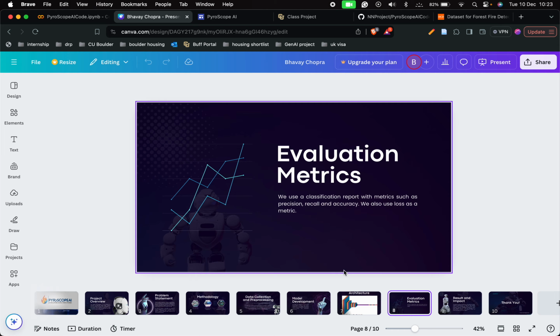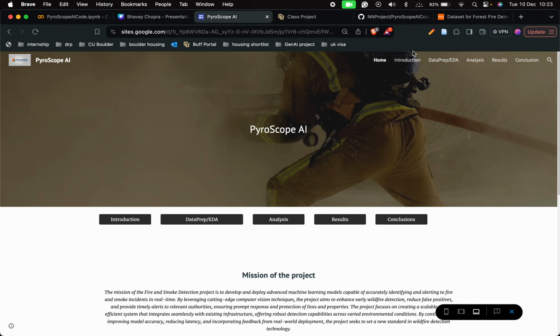Let's talk about the evaluation metrics. We use certain basic evaluation metrics like a classification report, which includes metrics such as precision, recall, and accuracy. We also use loss as a metric. Now let's dive into the results of our project.